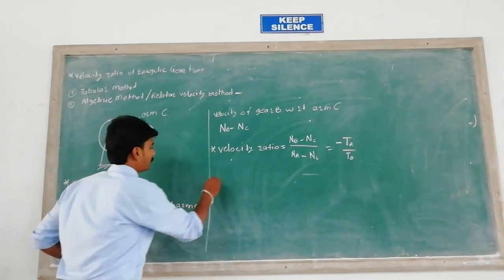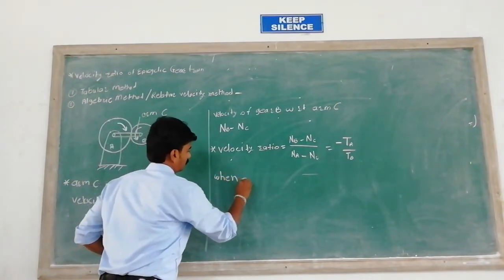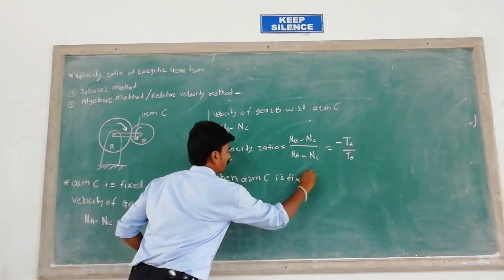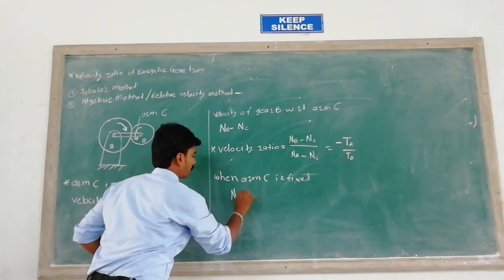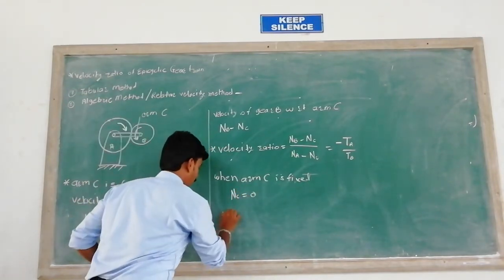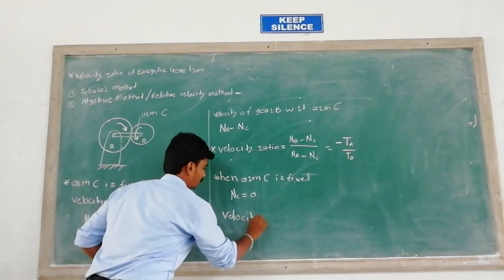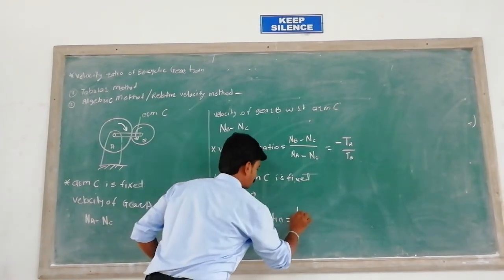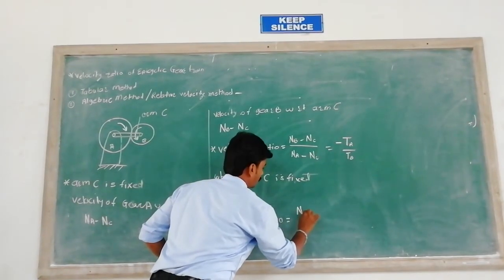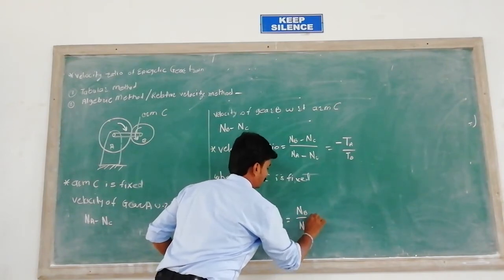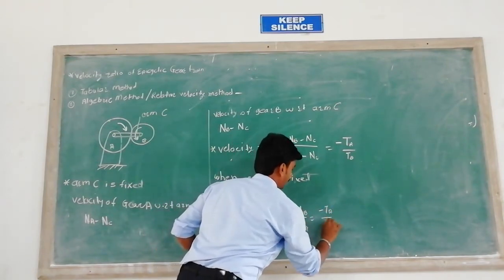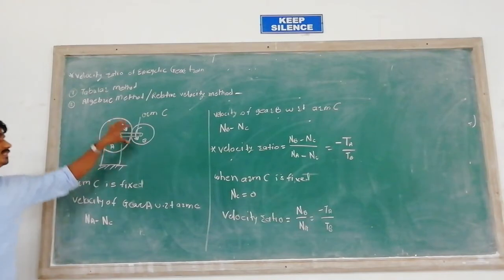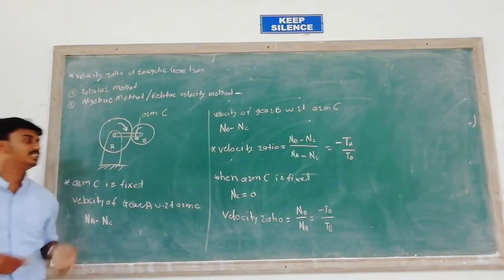When arm C is fixed in this equation, it means NC is equal to 0. Therefore, the velocity ratio is NB divided by NA, which is equal to minus TA divided by TB. This is the velocity ratio of this epicyclic gear train when the arm C is fixed.